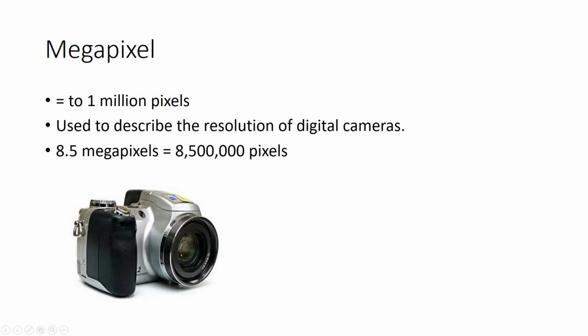Megapixel, equal to 1 million pixels. Used to describe the resolution of digital cameras. An example, 8.5 megapixels equals 8,500,000 pixels. The higher the number when you're buying a camera, the better the resolution is going to be, or the larger the image will be.